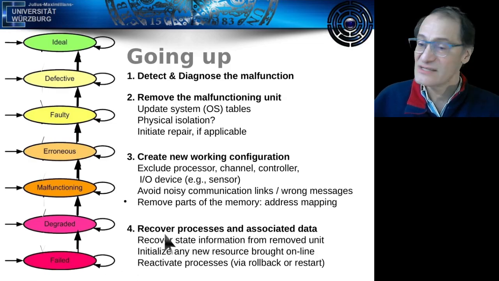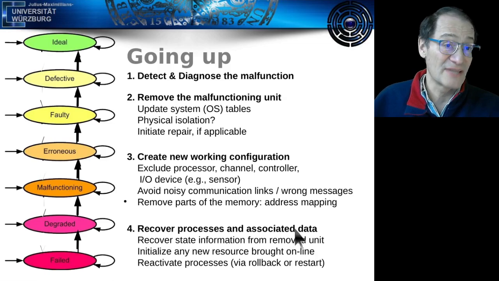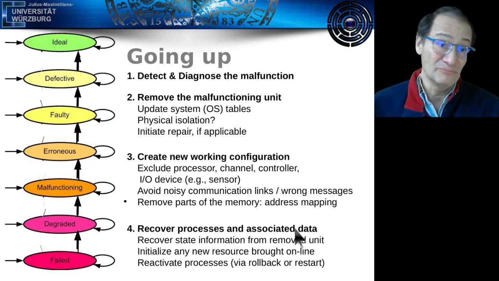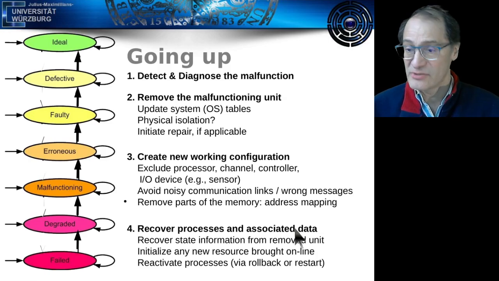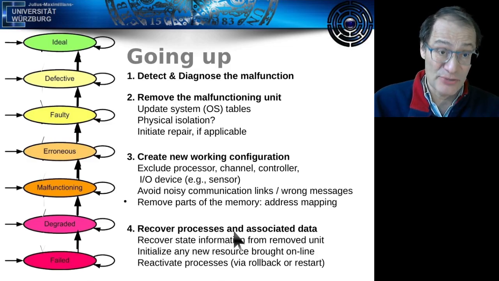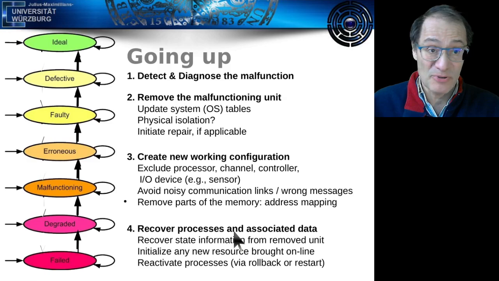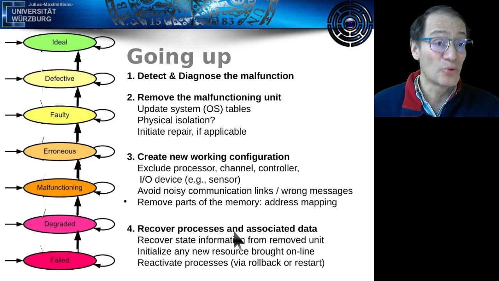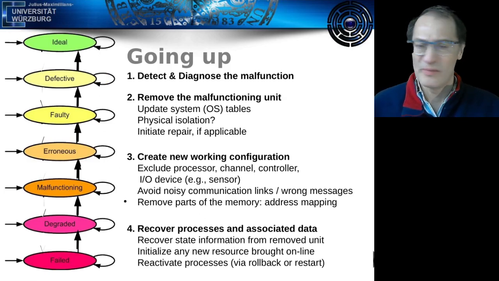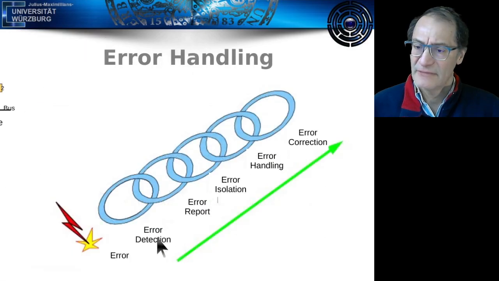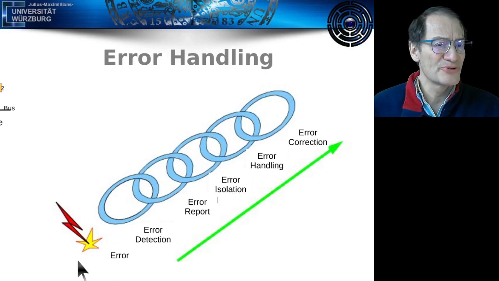Okay, and then the next thing you have to do is recover the process and associated data. Maybe data was corrupted, maybe there is a way to recover this data, redundancy, and the process. So if possible, recover the right state information of the process which we are doing, and then reactivate this process with this data. So you have to synchronize the process after starting with the current data, and then you have recovered. Okay, and this is the same chain which we saw before.